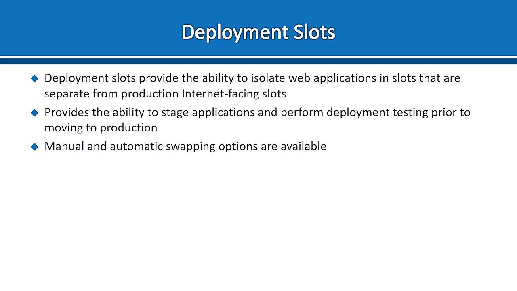which is internet facing, which is what clients are using, right? So it's providing the ability for developers to stage applications, to do deployment testing prior to moving it to production. And then as admins, we can simply do a swap. And that swap can happen manually, or that swap can happen automatically based on the options that you've configured.